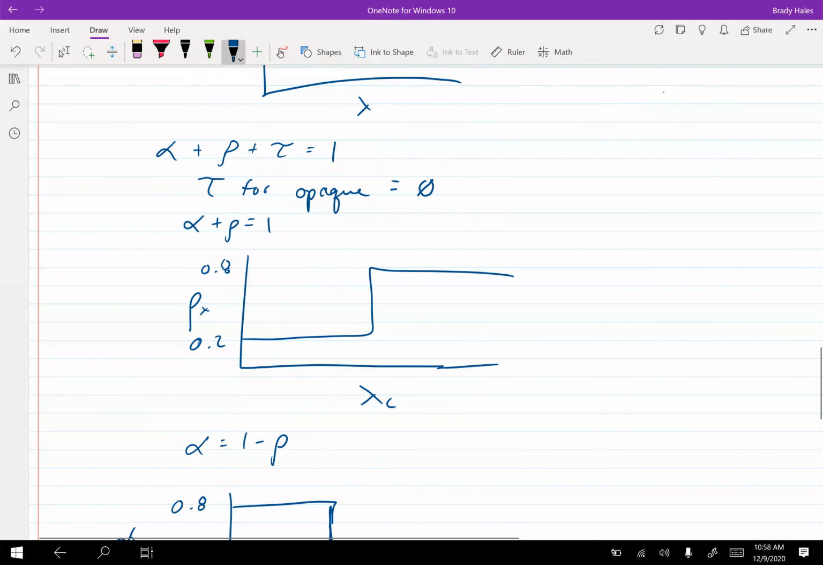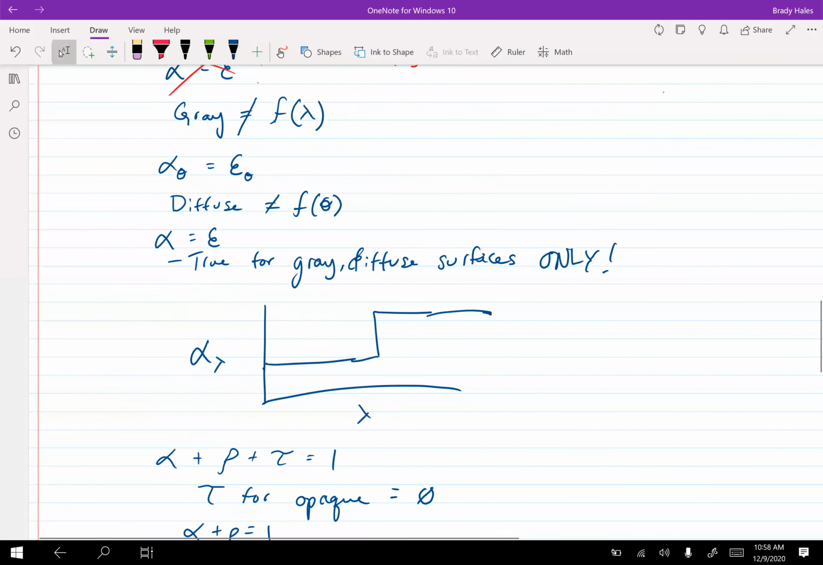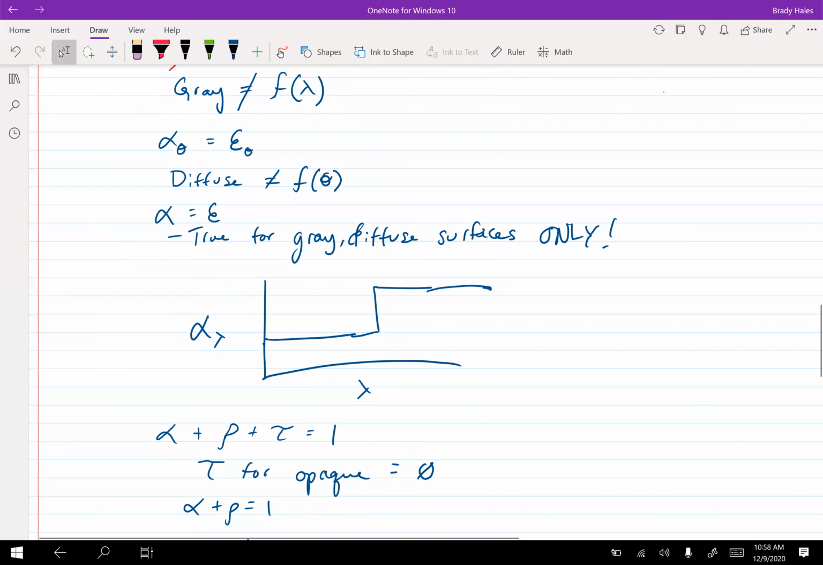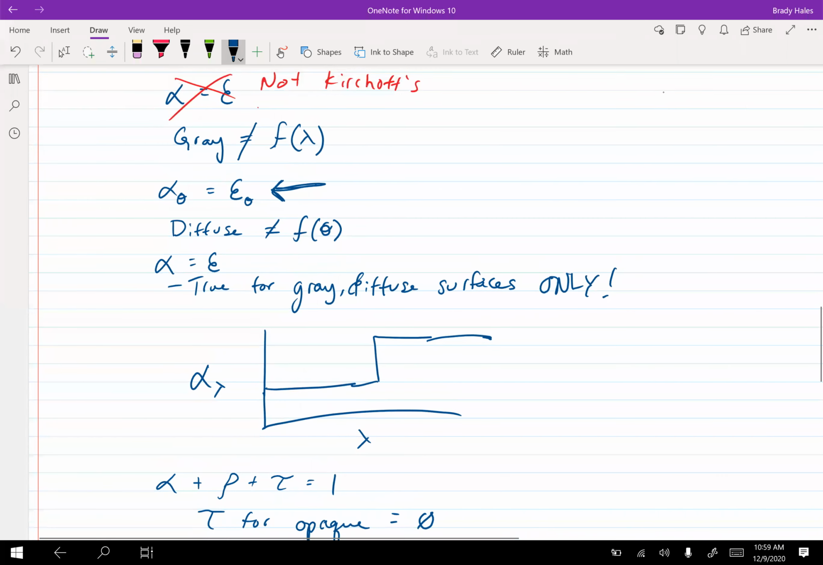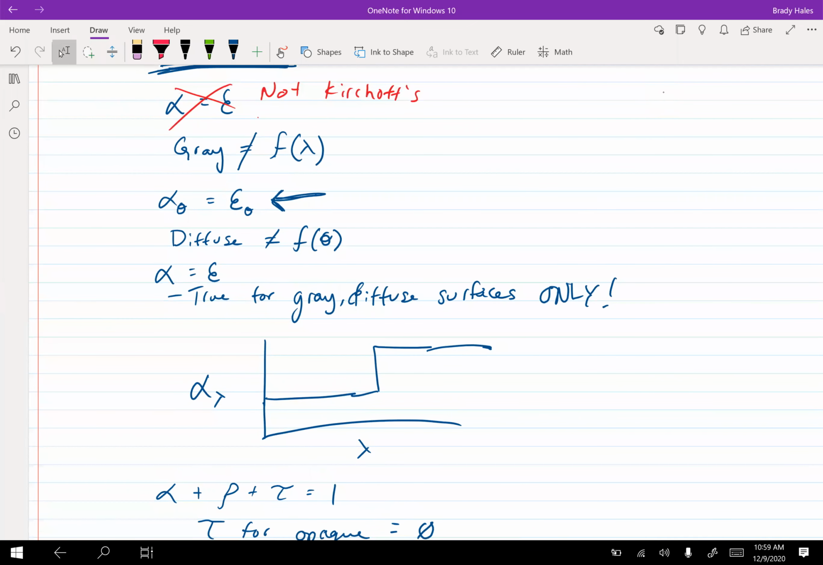And oh, I may have said something slightly wrong up here relating to this. So be aware. I believe I said that if you get a graph like this, then you can say the directional absorptivity is equal to the directional emissivity for just a gray surface. I don't remember if I said diffuse or not, but that would be only for a gray surface, right?